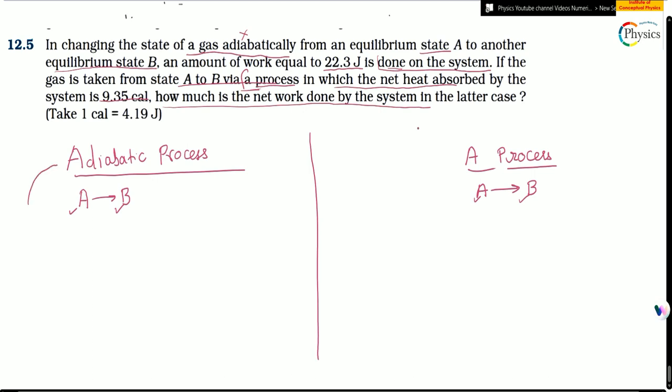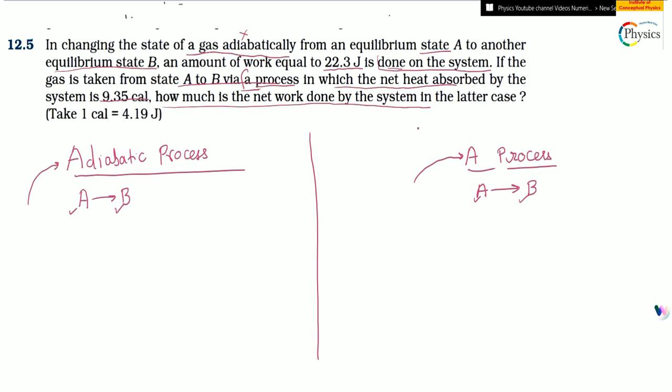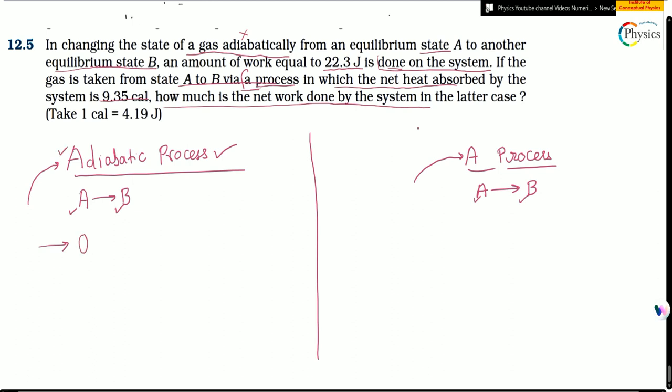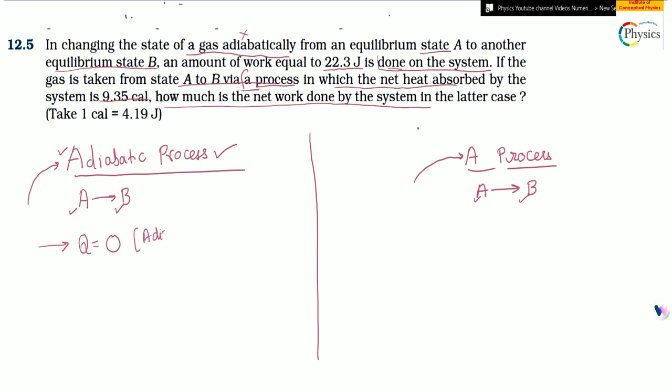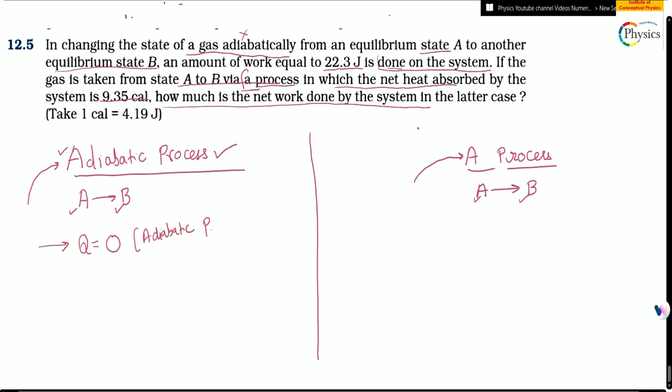The path number one is an adiabatic path. The second is not explained, it is another. So same gas, you're doing the experiment twice. Let's think. I hope you understand the meaning of the word adiabatic process. Adiabatic process is the one in which there is no heat exchange. So Q, which is the heat exchanged either from the system or to the system from the environment, is zero. This is the meaning of the word adiabatic process. Point number one, no heat exchange takes place.